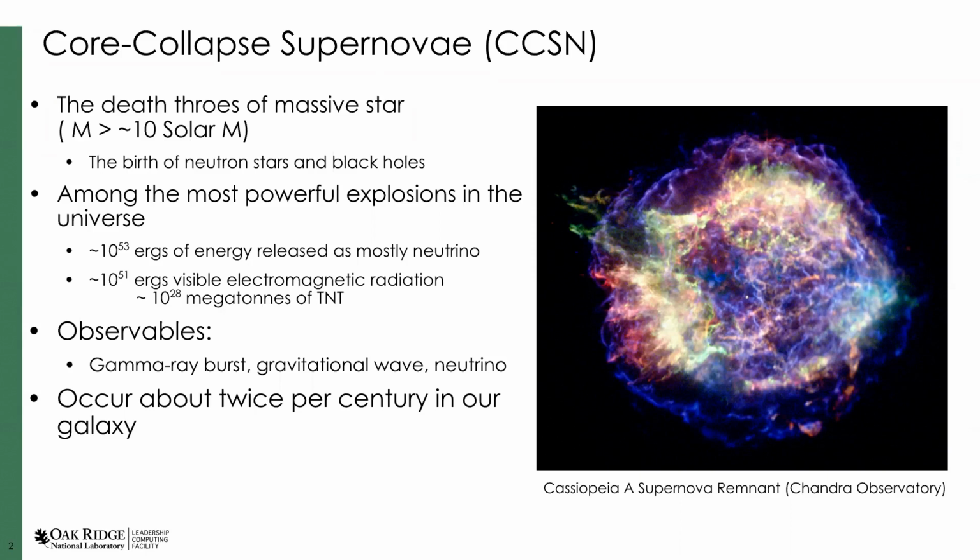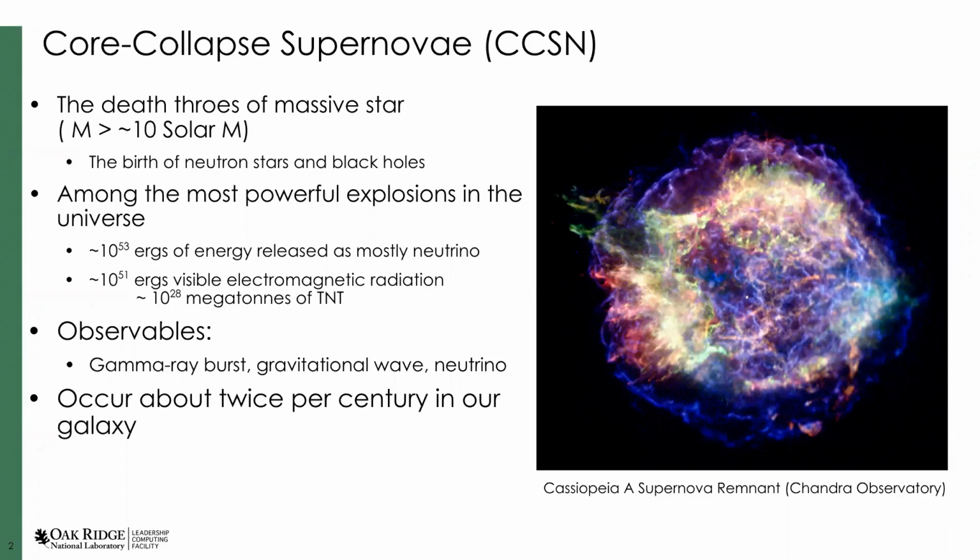It is among the most powerful explosions in the universe, roughly 10 to the 53 ergs of energy released, mostly as neutrinos, in a time scale of about 1 second in the collapse and the explosion events. Just 1% of this is electromagnetic radiation, corresponding to about 10 to the 28 megatons of TNT. So that's 10 with 28 zeros. And this explosion event momentarily outshined the brightness of the host galaxy of the supernova.